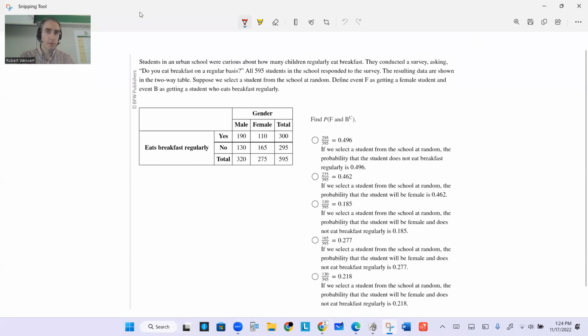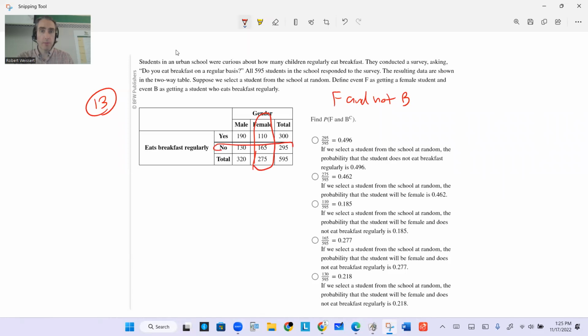All right, here's number 13. This problem here has the same setup, but we have different events we're being asked about. So F is getting a female student, and B is regularly eating breakfast. We want to find F and not B. So we look at the female and we look over here, and then we look at the not breakfast and we just find the overlap. And so that's going to be 165 out of 595. 165 out of 595. And so we're looking down there.